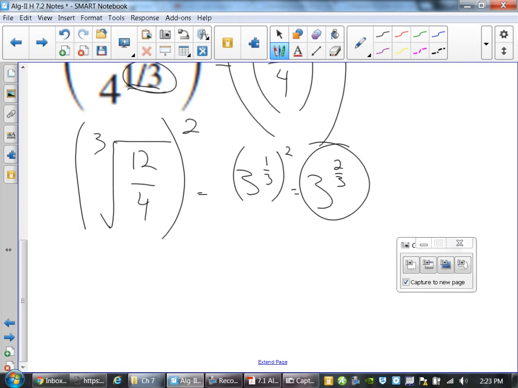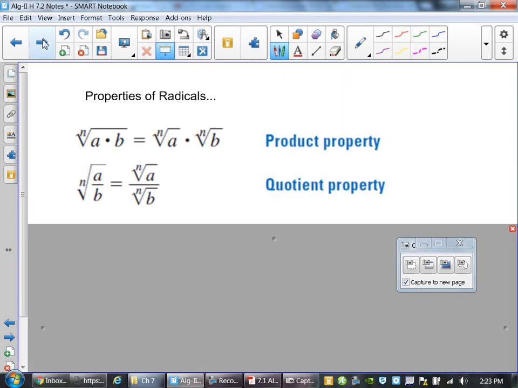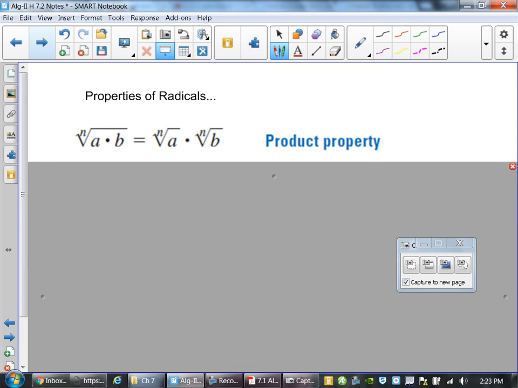Okay? So far, so good? Yeah. Okay. Let's try something a little bit different. Let's think about properties. You've done this with square roots. You haven't done this with nth roots.